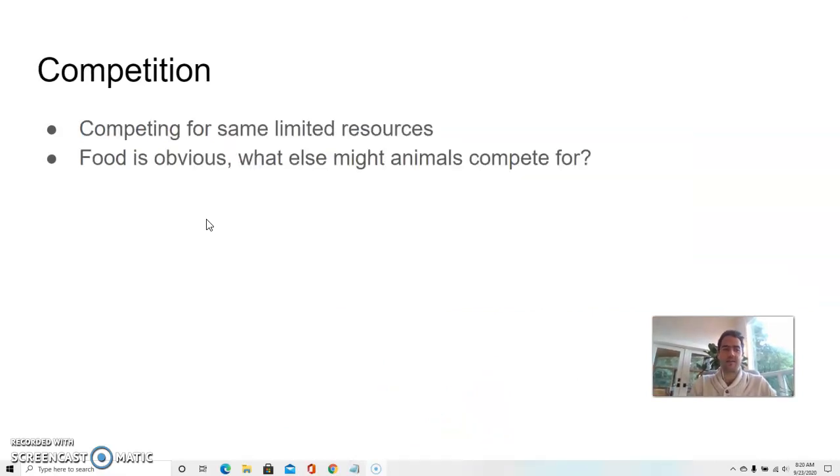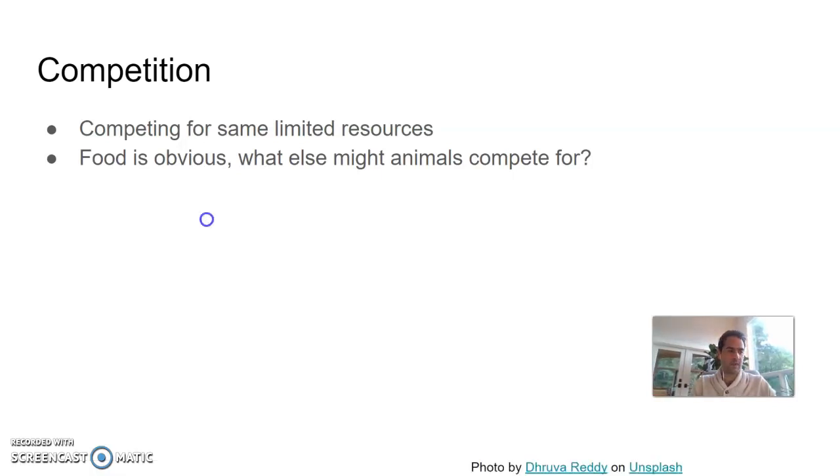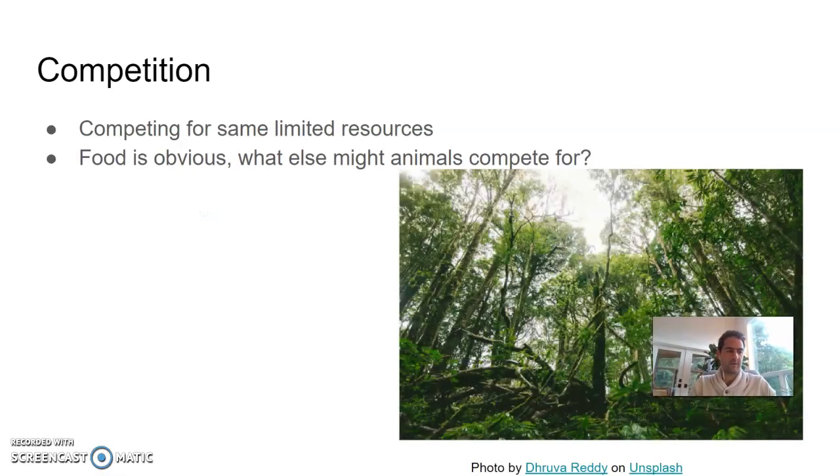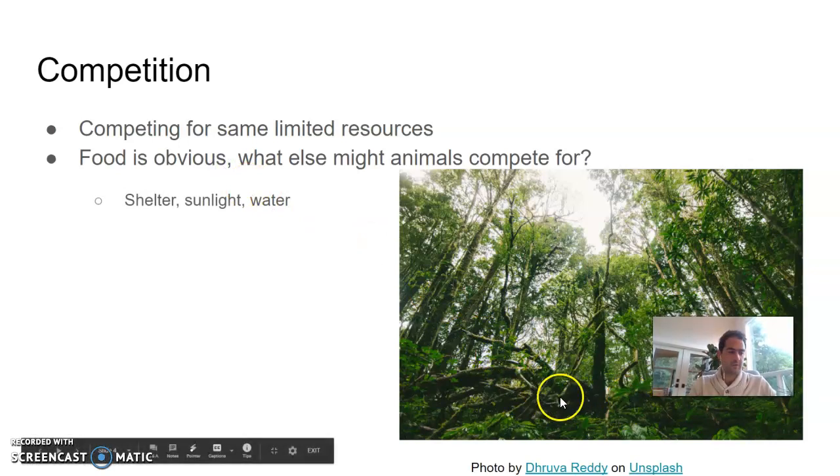Competition is our next relationship and the next most obvious we see in nature. Competition occurs when two organisms require the same limited resource for life. Competition for food is an obvious example, but can you think of other resources species might compete for? In this jungle, for example, plants are competing for sunlight. They're competing for soil nutrients. They're competing for physical space.